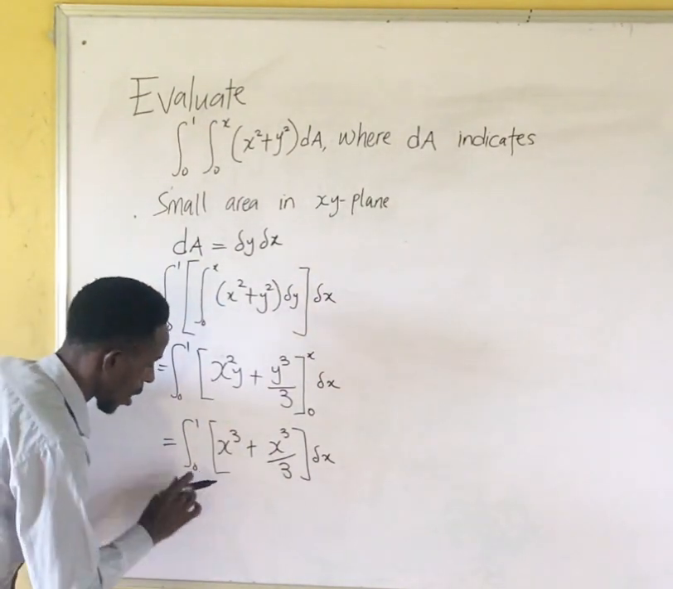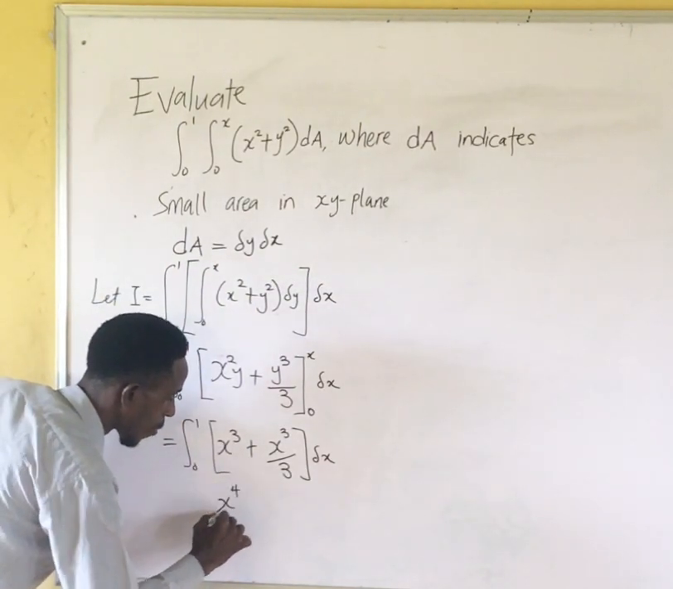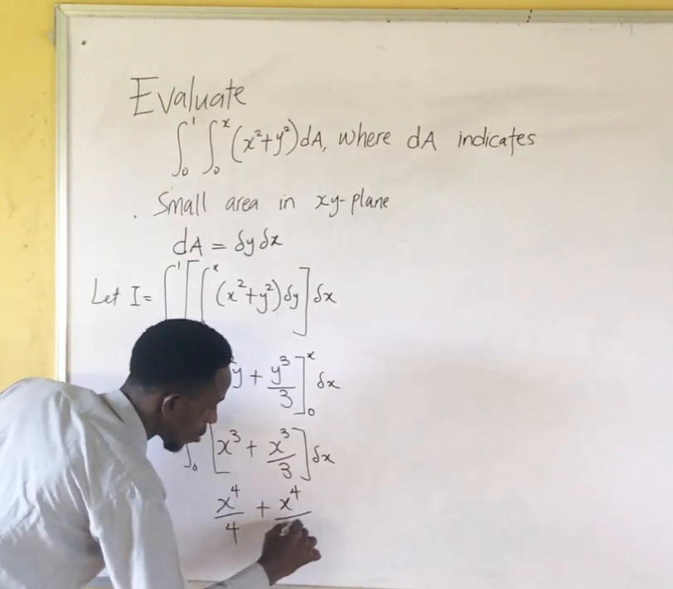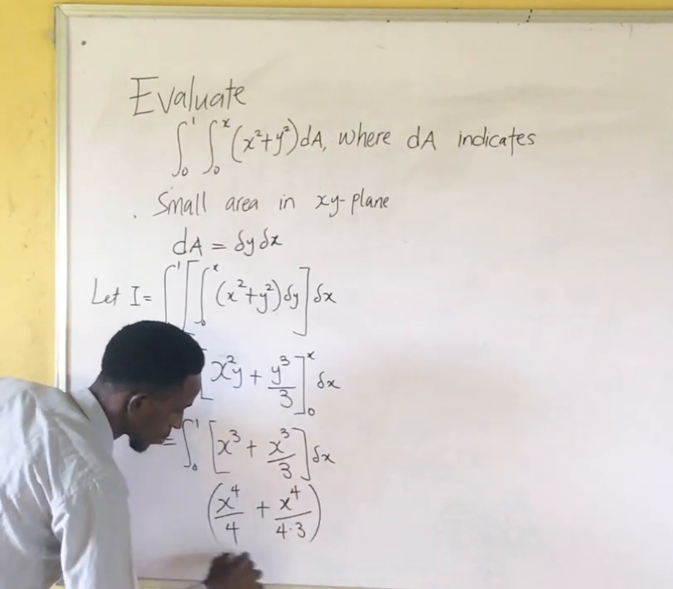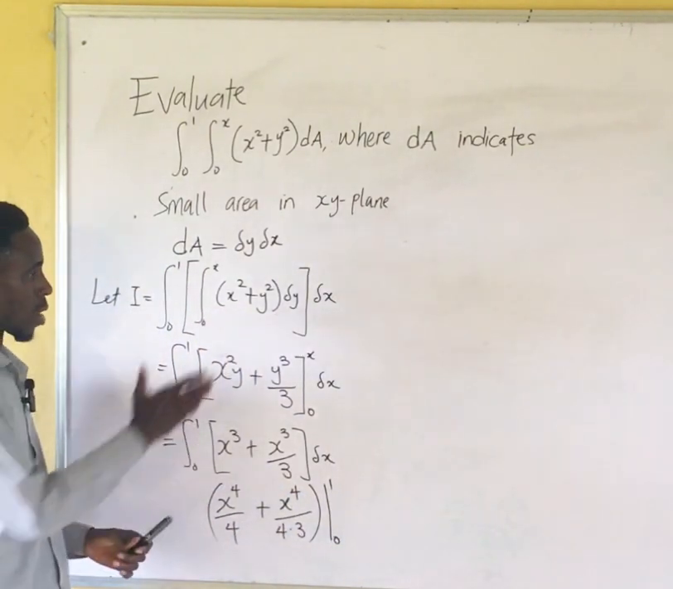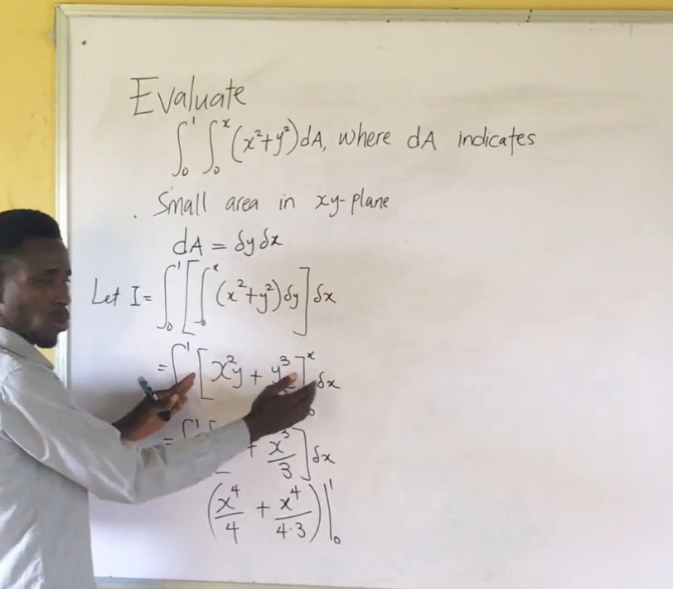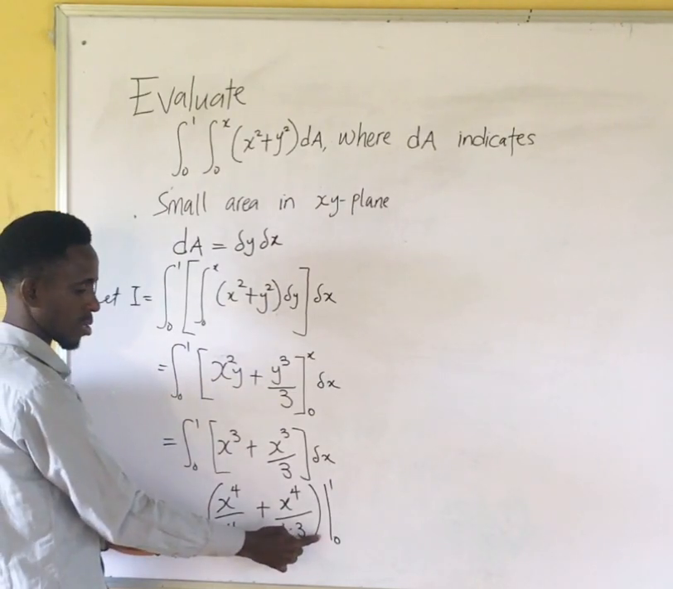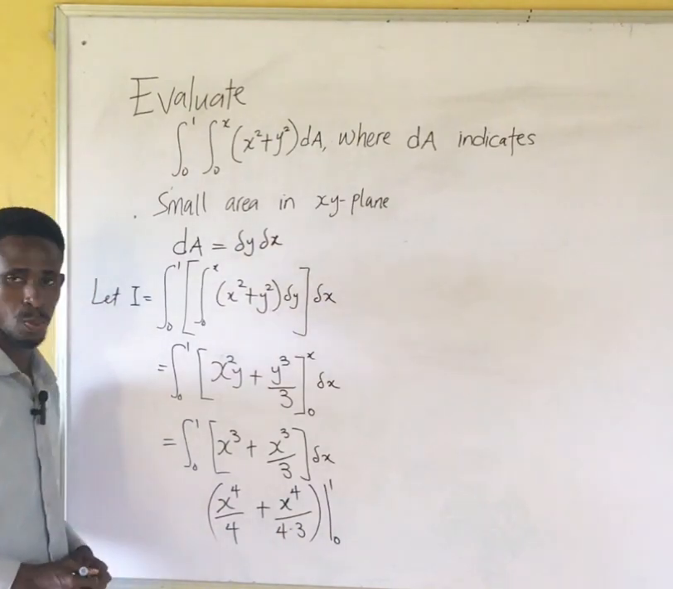So integrating this now, I'm not going to put this sign any longer because I'm now integrating. This is going to be x to the power 4 over 4 plus x to the power 4 over 4 times 3. Now I can put a straight line here, then put 1 and 0. Like I was saying, I did it before with a square bracket, and now I'm using a parenthesis. After my parenthesis, I have the interval. My interval must show. Do you get that?